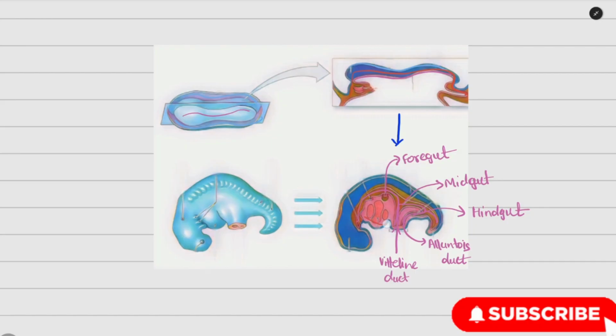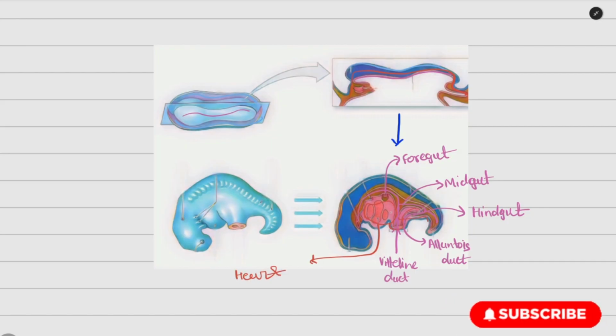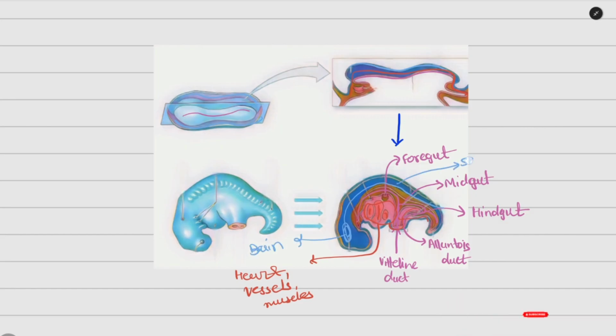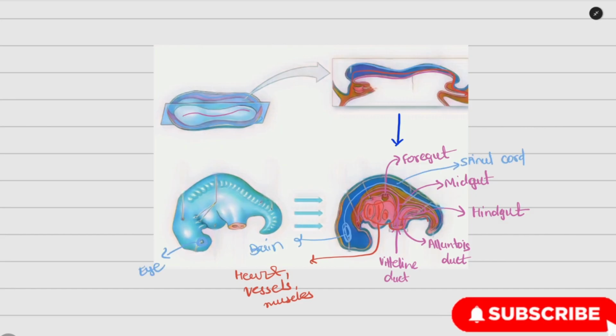Here we can see the heart and vessels, and muscle from the mesoderm. And this ectoderm will form the brain here and the spinal cord. And here we have an eye. This is the umbilical cord.